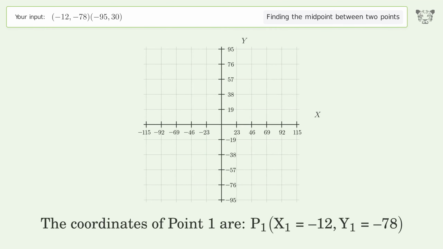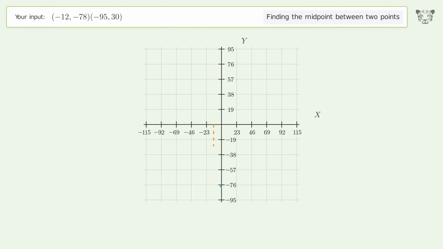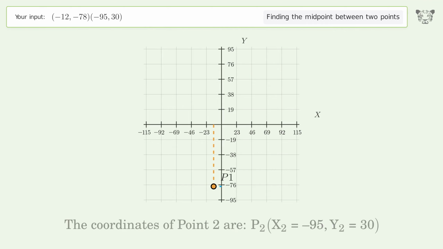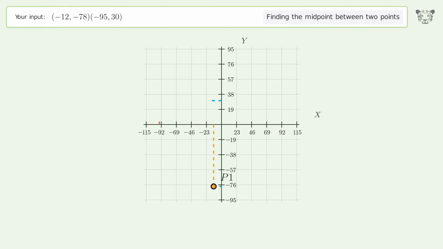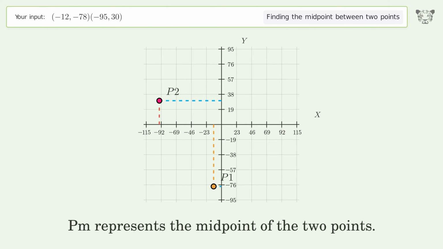The coordinates of point 1 are, x1 equals -12, y1 equals -78. The coordinates of point 2 are, x2 equals -95, y2 equals 30. PM represents the midpoint of the 2 points.